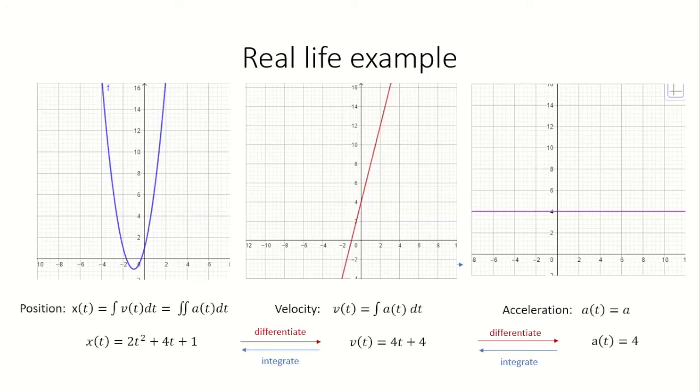And now we can see this in a graph. So if we start with its position with the function 2t squared plus 4t plus 1, and we differentiate that, we will find its velocity of 4t plus 4, and we differentiate that further, we get its acceleration of 4. And then when we integrate it, we get its velocity of 4t plus 4, and remember here we have the constant because we're looking at indefinite integrals. And then from its velocity we can go back to its position of 2t squared plus 4t plus 1.